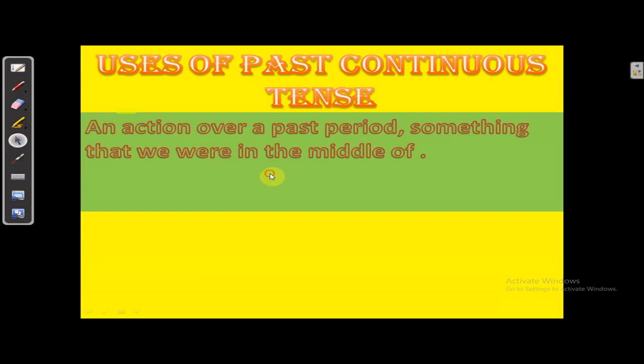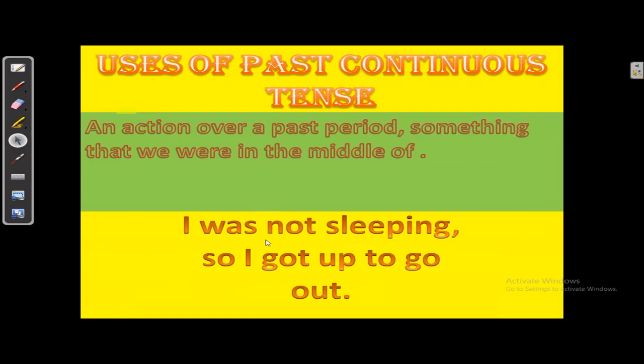Talking about an example for the same, you see, I was not sleeping, so I got up to go out. Somebody was in the middle of the sleep. It's not like somebody was in a complete sleep. So in the middle of the sleep, somebody was. So that's why I got up to go out. We need to see that.